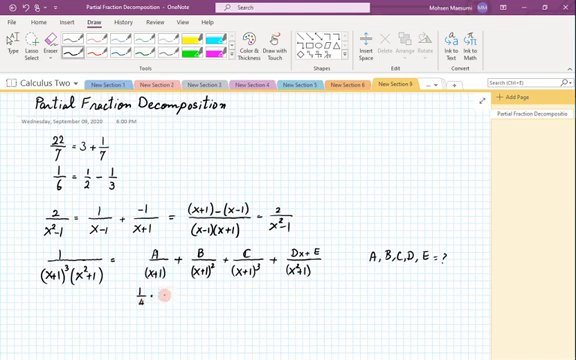A turns out to be 1/4 and b turns out to be 1/2, and then this is (x plus 1) squared, and c turns out to be again 1/2. This is 1 over (x plus 1) cubed, and d and e, both of them turn out to be minus 1/4, so minus 1/4 of this turns out to be (x plus 1) over (x plus 1)(x squared plus 1).